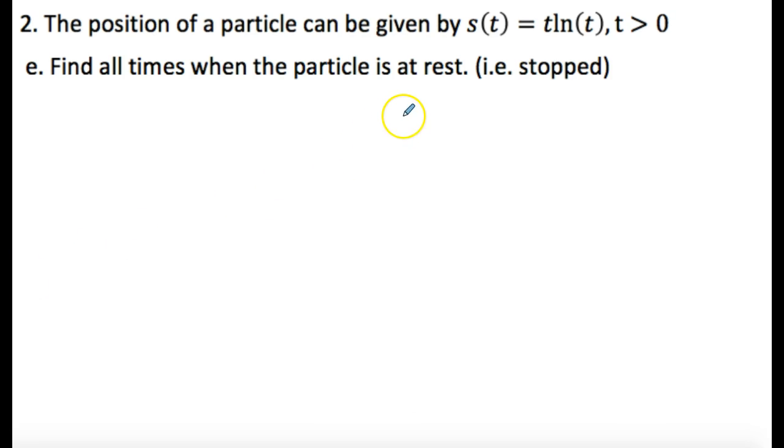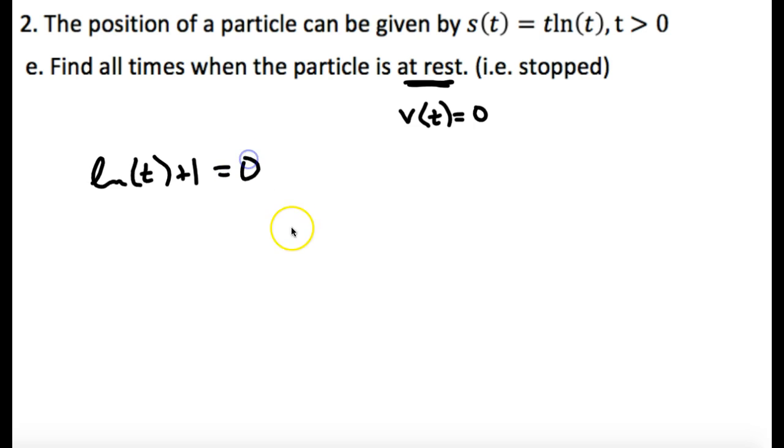All right, you guys take a second and try to find all times when the particle is at rest. All right, so remember, at rest means velocity is equal to 0. So we said our velocity function was the natural log of t plus 1. So let's solve this for t. Subtract that 1 first, so I'll have natural log of t equals -1.